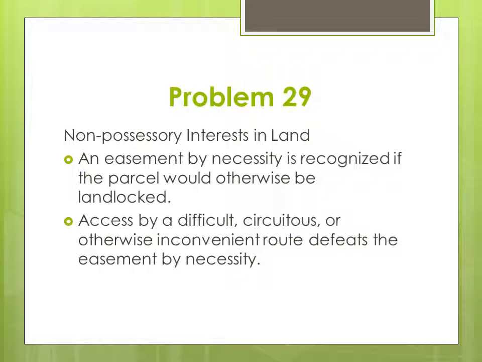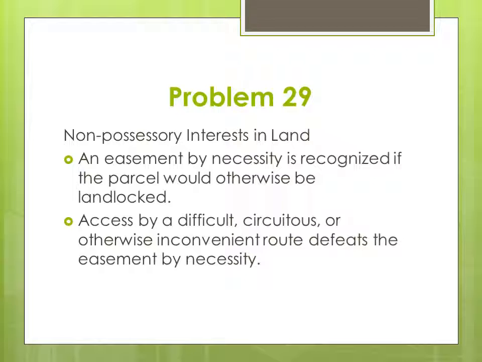Problem 29 is dealing with an easement by necessity, or a non-possessory interest in land. An easement by necessity is recognized if the parcel would otherwise be landlocked, and access by a difficult, circuitous, or otherwise inconvenient route defeats the easement by necessity. So it truly has to be by necessity, not by convenience.